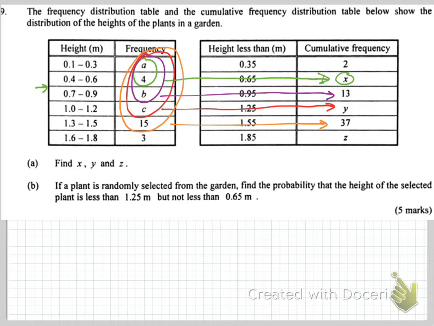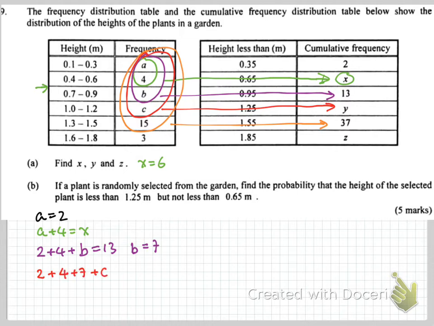So in order to find out x and y, we can do it one by one. First, we know that A equals 2 to start with. And we know that in the green box, A plus 4 equals x. So right away, we have x equals 6. Furthermore, in purple, we have A and 4 and B equals 13. So we arrive at B equals 7. And then in red, we have A and 4 and B and C equals y. There are 2 unknowns in this equation, so we do not know C and y. But the next one can help.